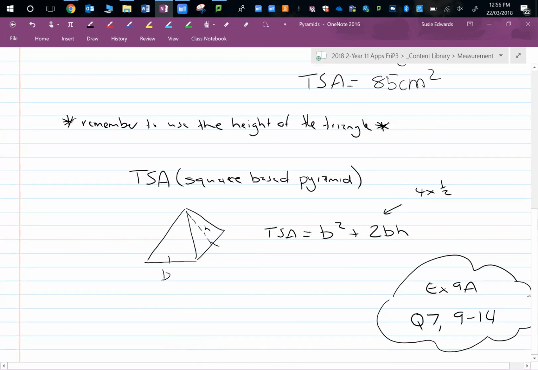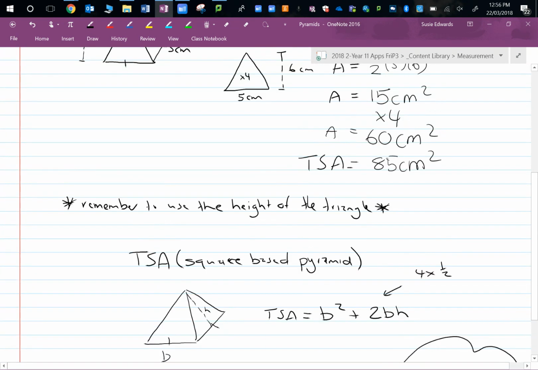So if you wanted to work this out, the actual formula would be base squared plus two lots of base times the height if you wanted to use that. However, that will not be on your formula sheet. You would need to be able to work that out yourself. Base squared because the base is the square. And then two lots of base times height because it's four lots of half base times height, which in total becomes 2. Okay, you don't have to write that down if you don't want to.